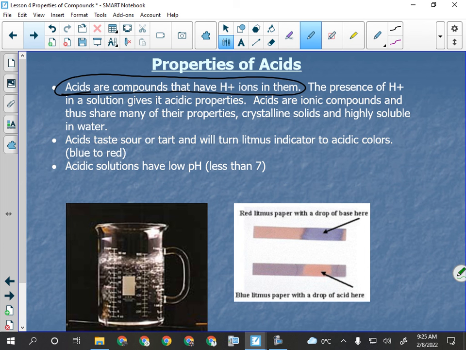Okay, now we already said there are going to be no taste tests. But typically, acids taste sour or tart. Think of citric acid. If you have a lemon or a lime, something that has a lot of citric acid in it, it's typically sour. Vinegar, kind of a sour taste.